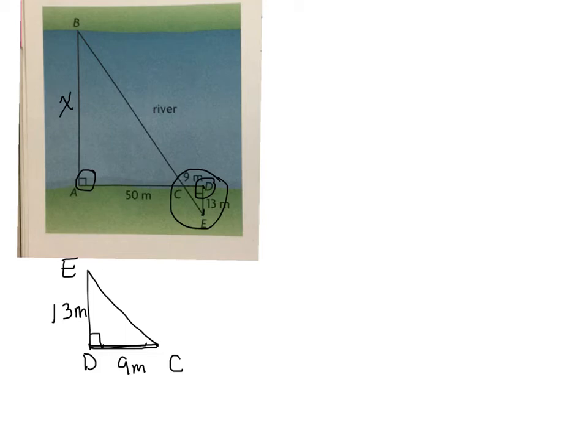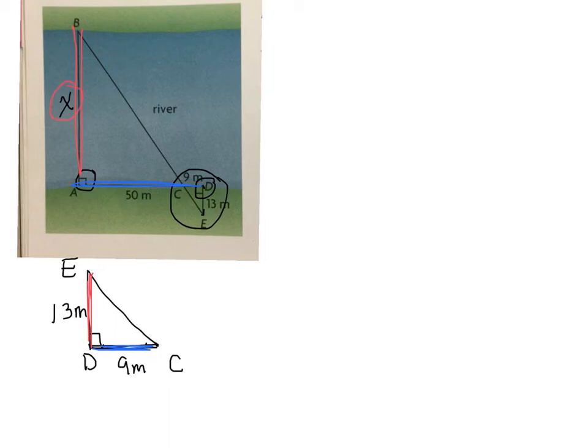Okay, so which are the sides that correspond to one another? Which sides are in the same position? So let's look at DC corresponds with AC. And then we have ED. That corresponds with the width of the river, right? Makes sense? AB. Okay, and we need to solve for X.